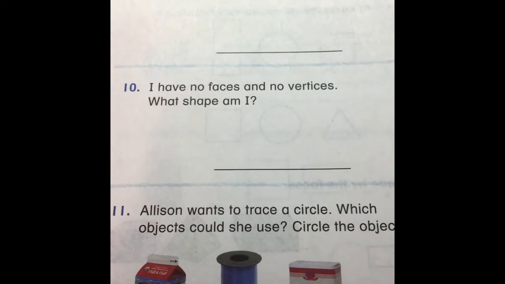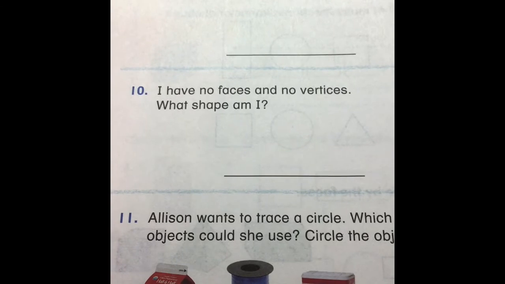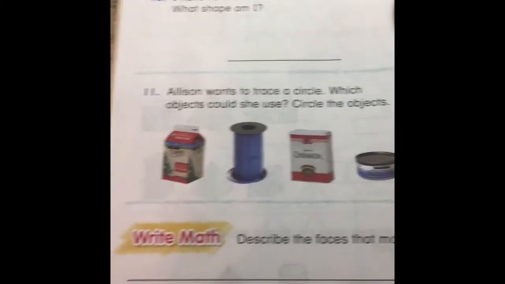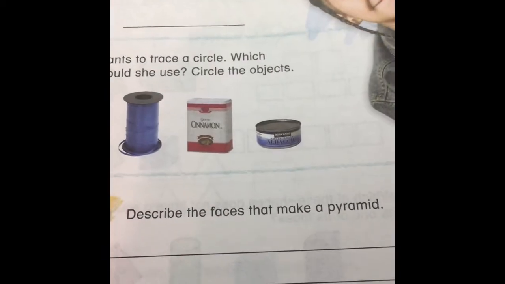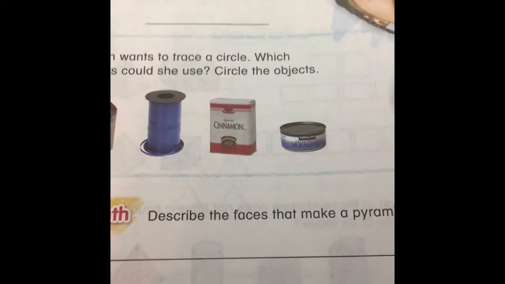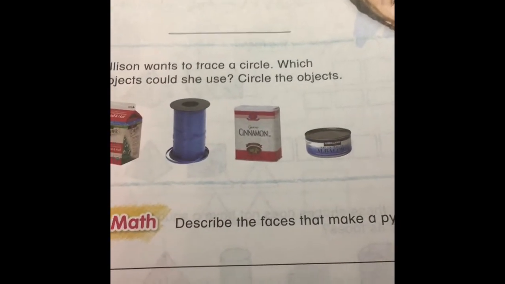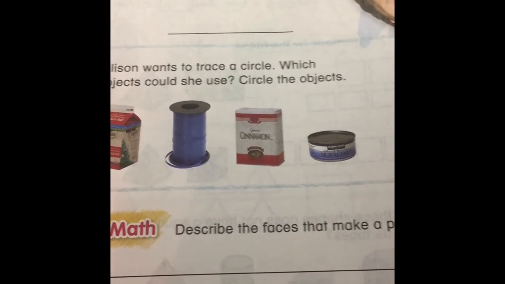All right, last but not least, you're going to come over here. You have 9 and 10. You're going to be answering those questions, and same with 11. And then Write Math says describe the faces that make a pyramid. So you're going to have to think about a square pyramid, and talk about what the faces are that make up that square pyramid.